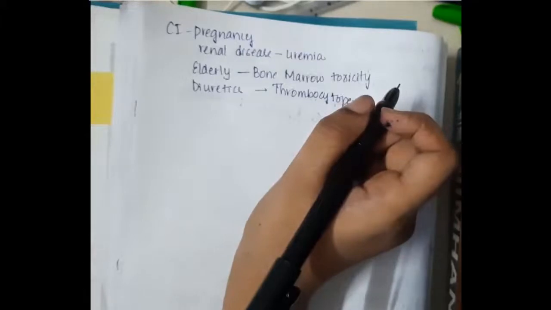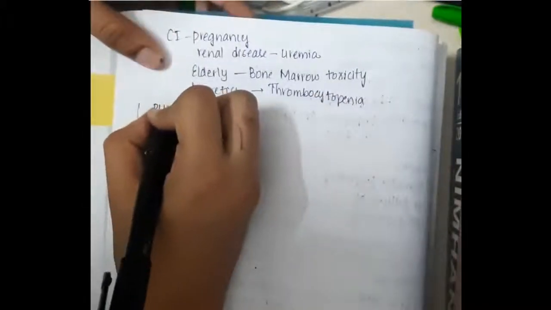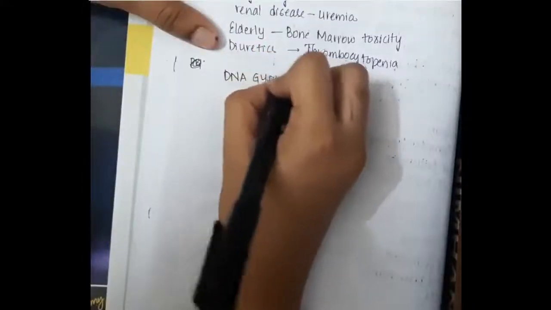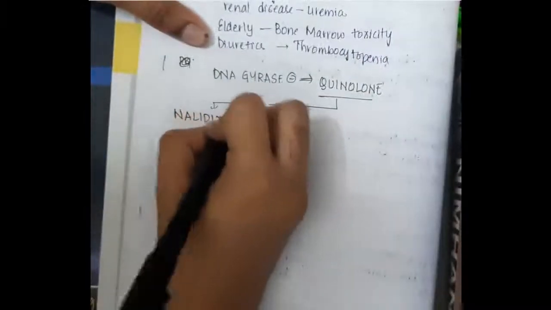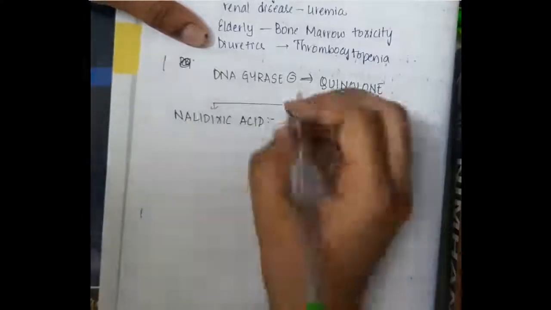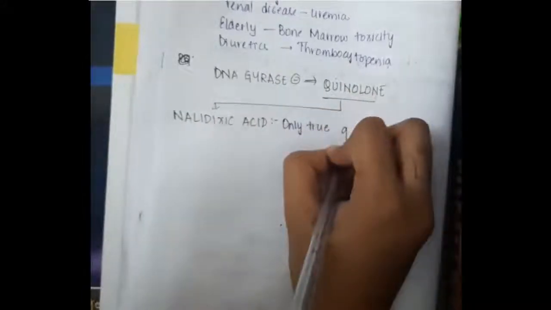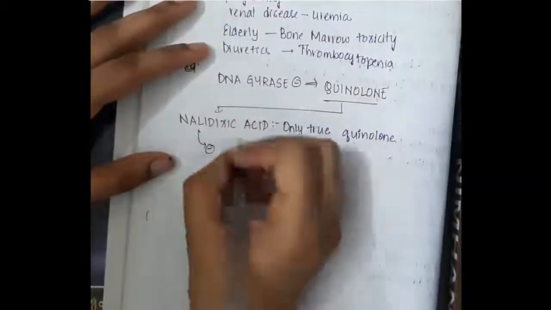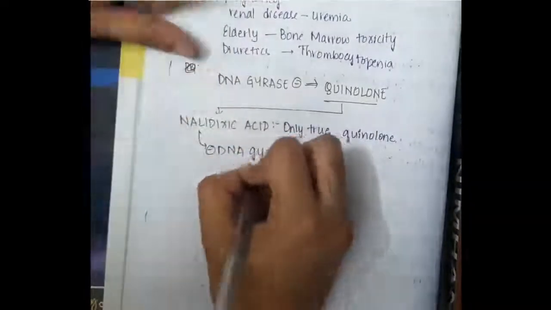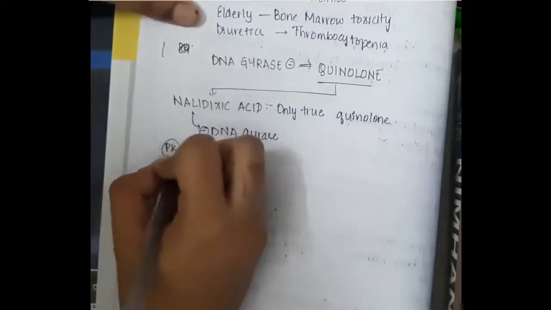Hello friends, let us now learn some important points about the DNA gyrase inhibitors. DNA gyrase inhibitors include quinolones. These quinolones are nalidixic acid. Nalidixic acid is the only true quinolone. It inhibits DNA gyrase.